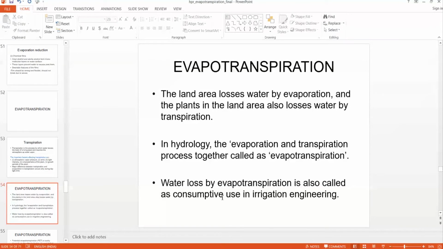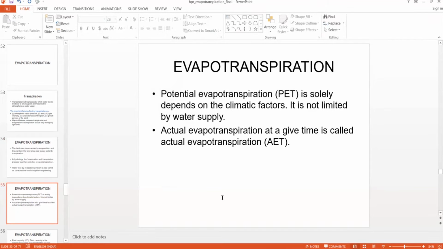Okay, there are a few important definitions that I am going to discuss. Before learning this consumptive use, we need to know what potential evapotranspiration and actual evapotranspiration are. So potential evapotranspiration is the maximum evapotranspiration. Okay, when the water supply is not limited to the surface as well as to the trees, the evaporation will be maximum. So that is called potential evapotranspiration.